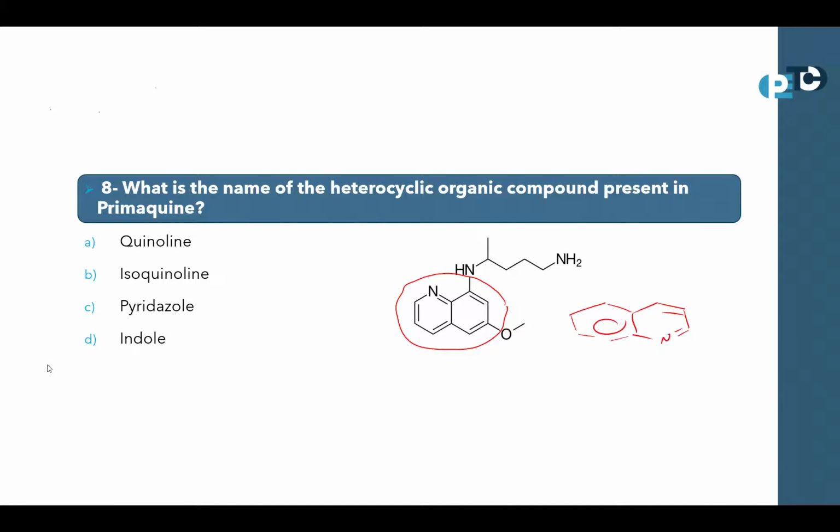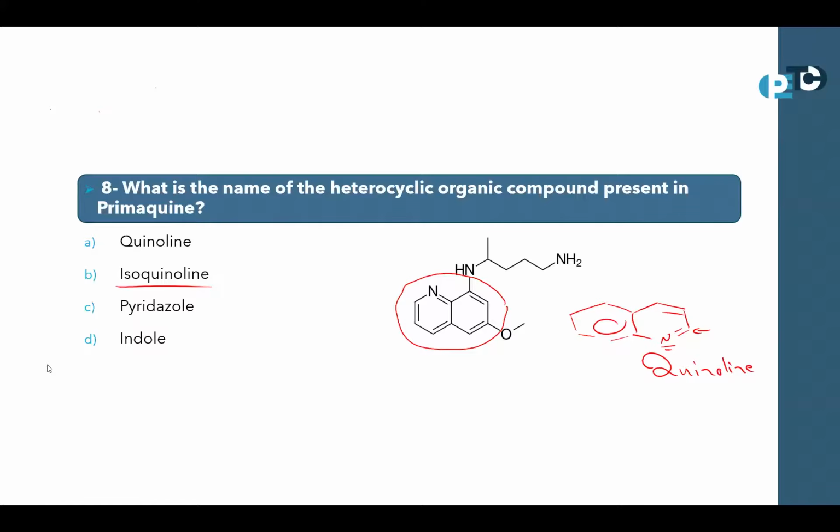This is the ring. Is it quinoline ring, isoquinoline, pyridazole, or indole ring? It is quinoline ring. Okay, this ring is quinoline ring. Quinoline ring is characterized by the presence of nitrogen here, while if the nitrogen is present here in this position, we call it isoquinoline.